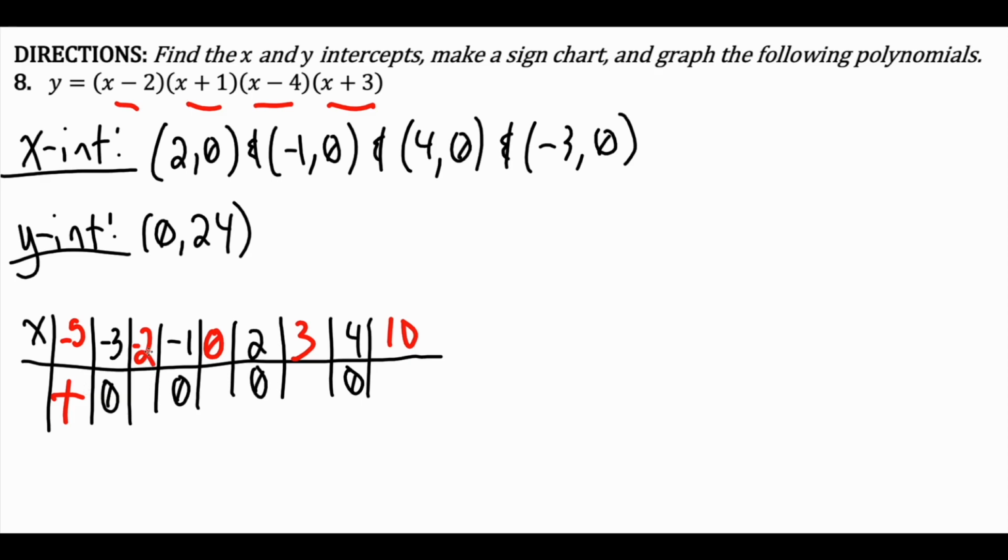If I multiply 4 negatives, I get a positive. All right, now -2. -2 minus 2 is negative. -2 plus 1 is negative. -2 minus 4 is negative. And -2 plus 3 is positive. 3 negatives makes a negative. 0. Well, I already know 0 is going to give me 24, so that's positive. 3. 3 minus 2 is positive. 3 plus 1 is positive. 3 minus 4 is negative.